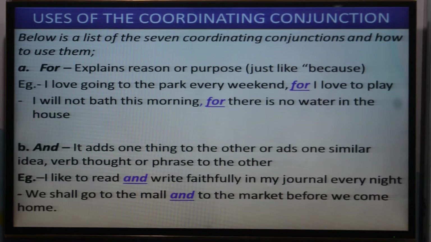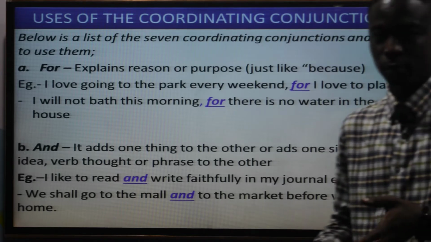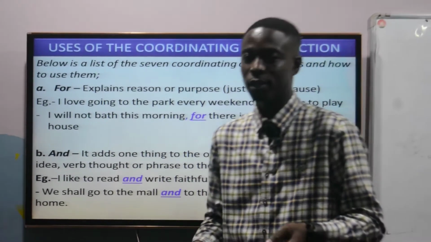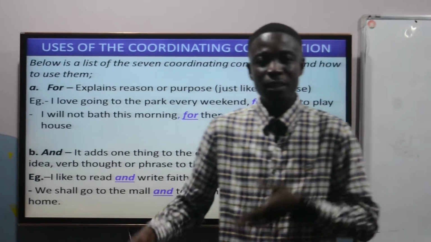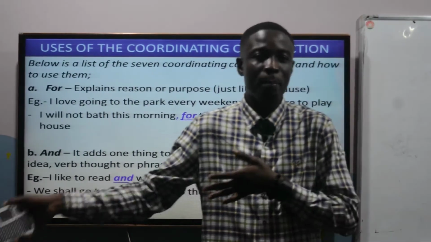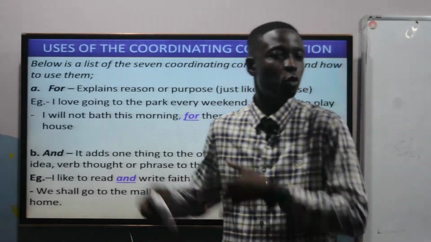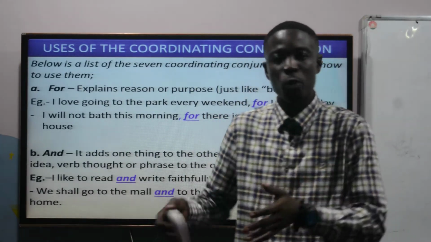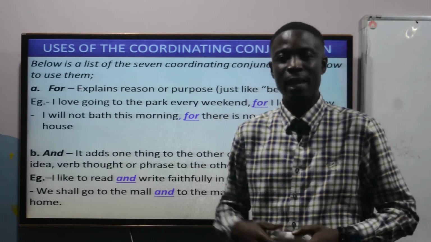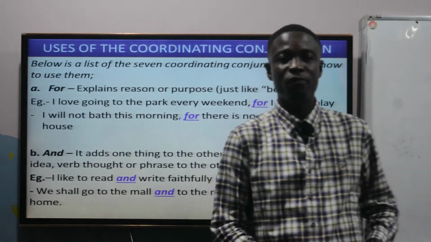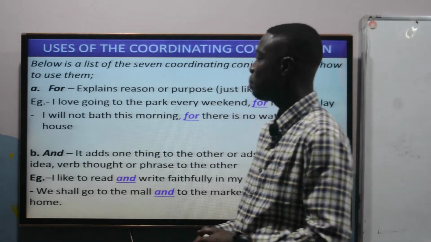For. It explains a reason or purpose, just like because. It explains the reason for something happening, or the reason for doing something, or the purpose for doing something. That is what the conjunction for seeks to explain.